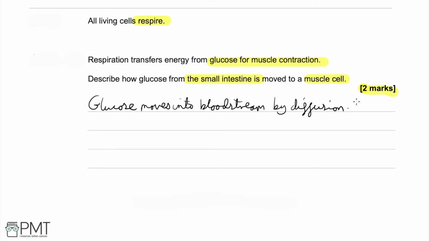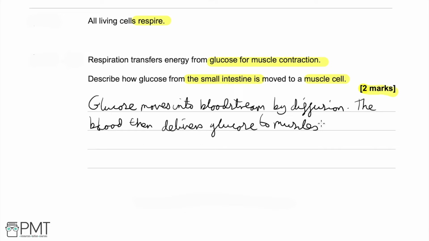Now once in the blood, it needs to get to the muscles. Now we can mention that the blood transports the glucose, but once again we need more detail. So to include more detail, we're going to mention the blood vessel through which it moves. It's delivered to the muscle cells by capillaries, the smallest type of blood vessel. They are so small that substances dissolved within them can easily diffuse from them into the muscle cells that surround them.